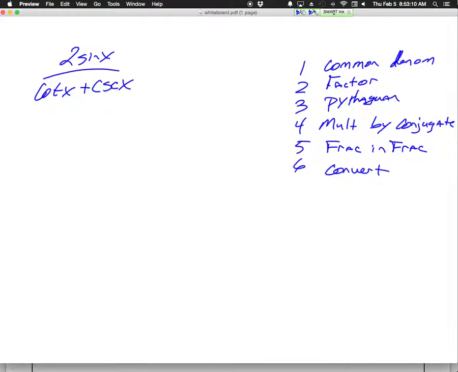Okay, on the next one, I have 2 times sine over cotangent plus cosecant. 2 times sine over cotangent plus cosecant.